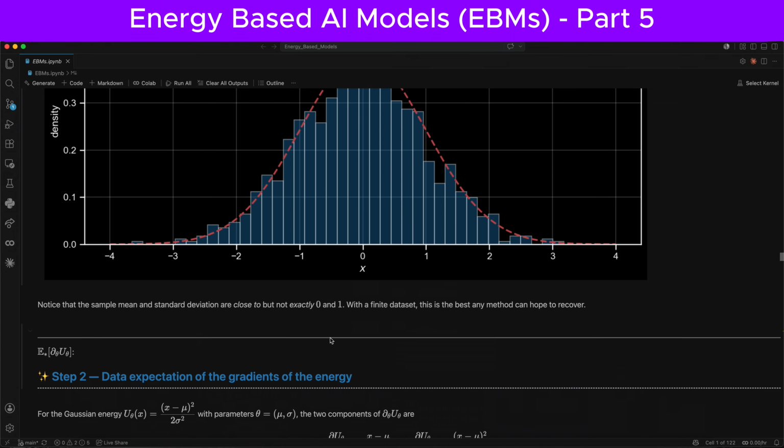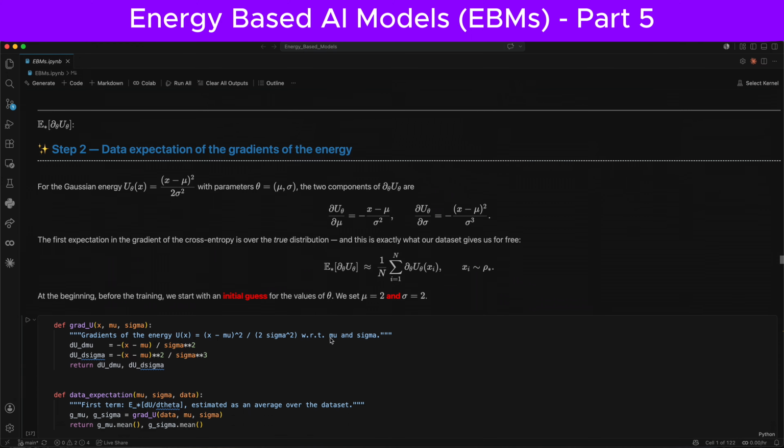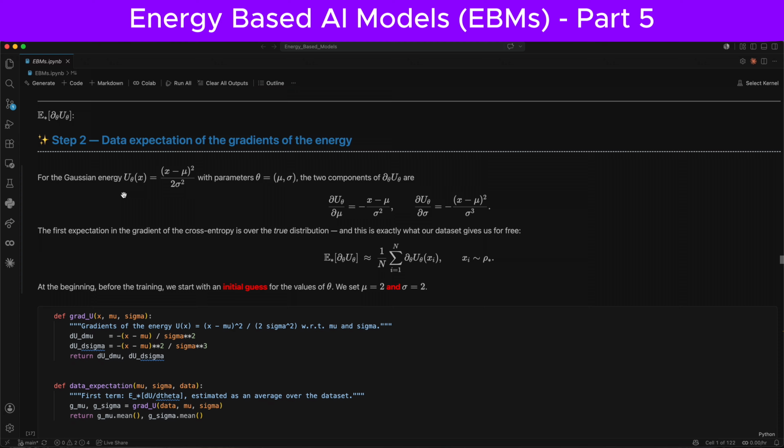Now, step 2, data expectation of the gradients of the energy. For the Gaussian energy with parameters mu and sigma, the two components of the gradient are the following. The derivative with respect to mu is minus (x minus mu) over sigma squared, and the derivative with respect to sigma is minus (x minus mu) squared over sigma cubed.